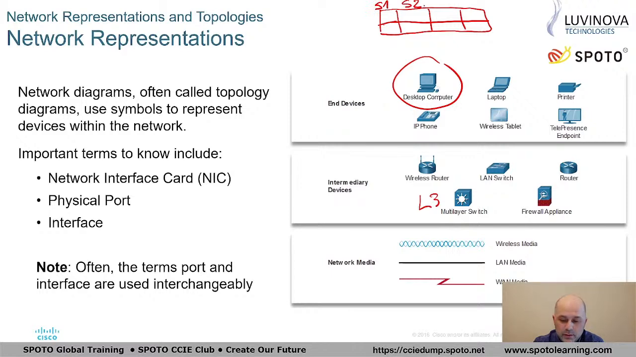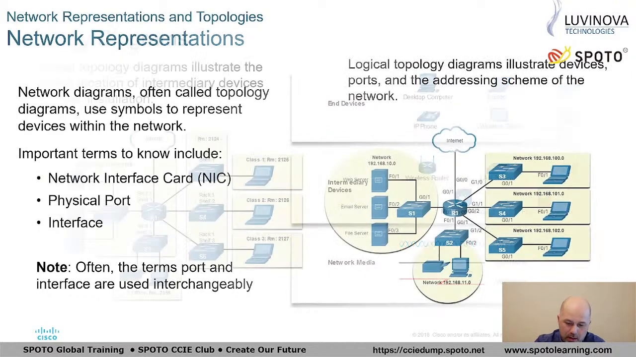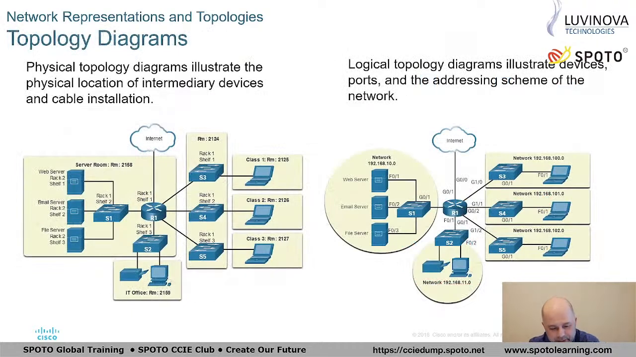S1, S2, S3, S4. So those are interfaces. On the logical map, those interfaces are there. Okay. Often the terms port and interface are used interchangeably. Topology diagrams, guys.